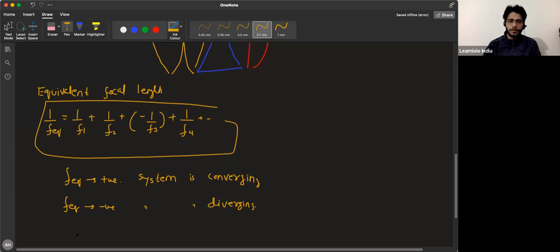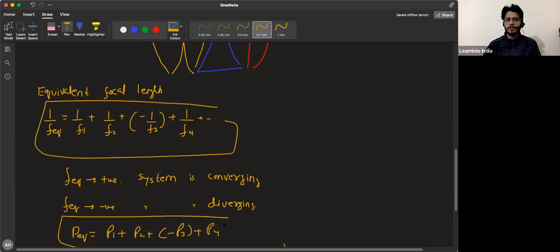Another thing here is equivalent power. Simply add all powers, P1 plus P2, this is minus of P3 plus P4. While adding power, keep this thing in mind. If you have a convex lens, then power is positive. Take it with a positive sign. If you have a concave lens, then power is negative. Take it with a negative sign.